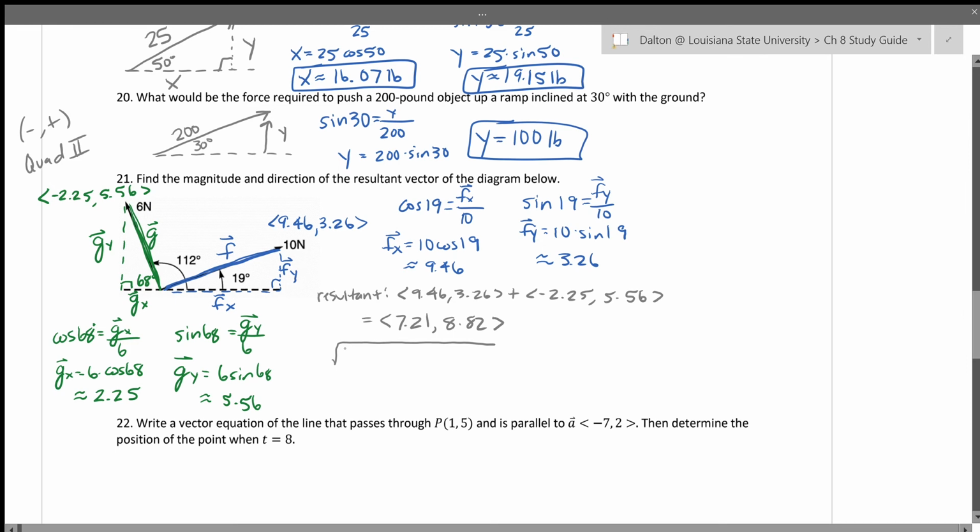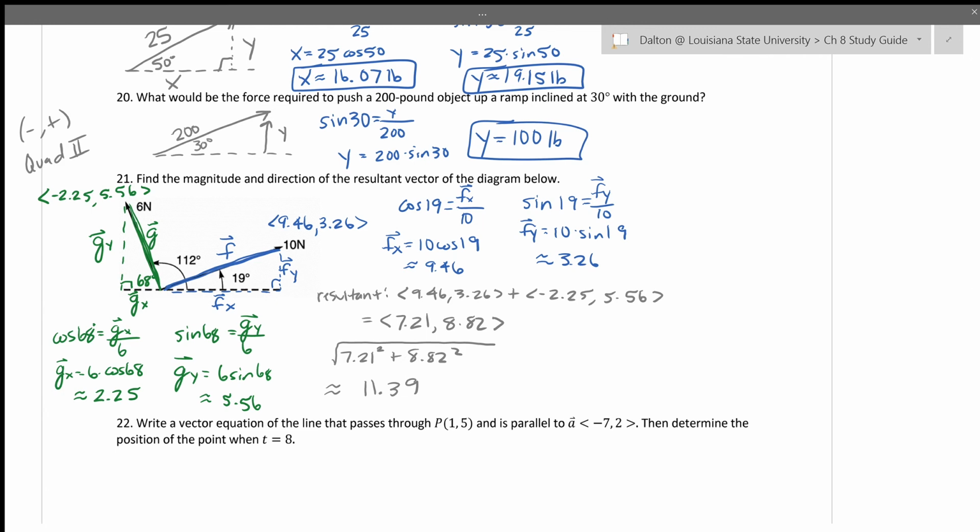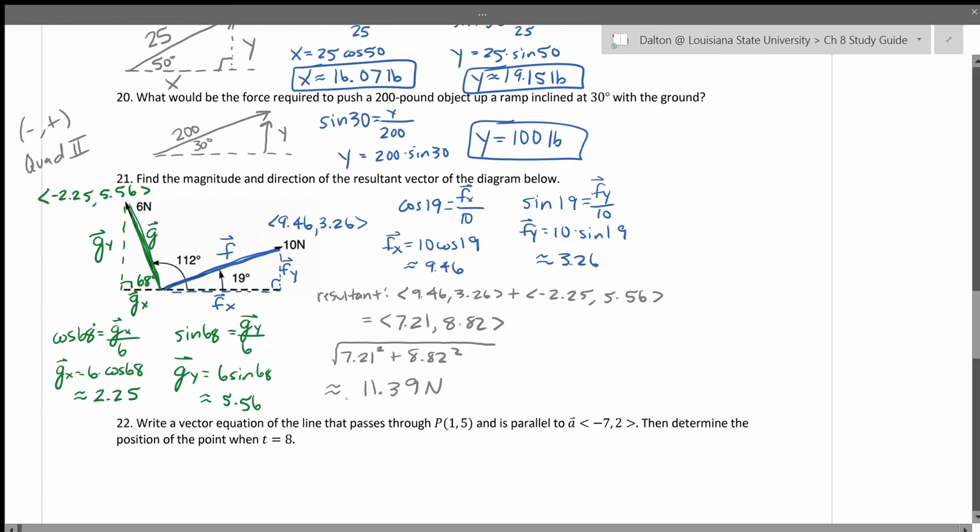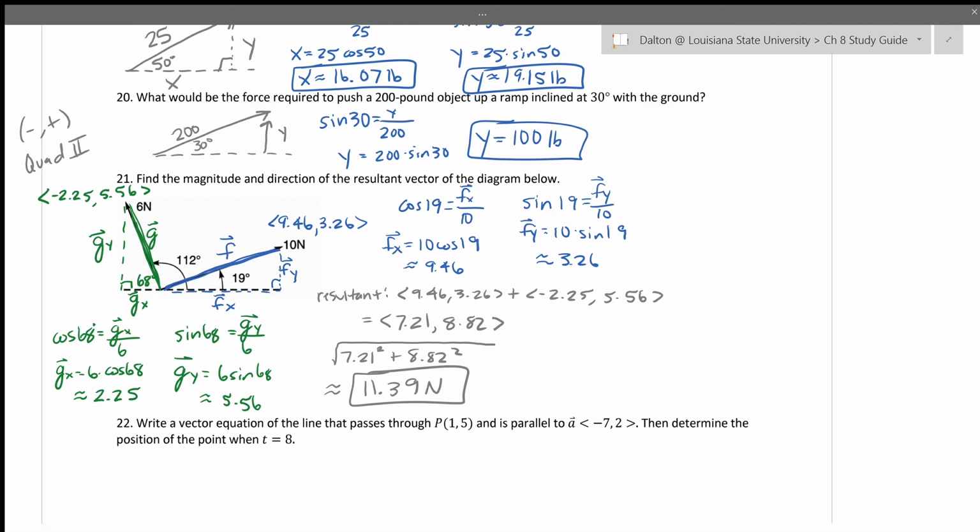So the square root of 7.21 squared plus 8.82 squared, and then we'll round that to the nearest hundredth. We're going to get 11.39. Now, magnitude in this case is dealing with our forces. Forces in the given picture are being measured in newtons, so you need to make sure you put your units on that one. It's going to be about 11.39 newtons of magnitude on the resultant vector.